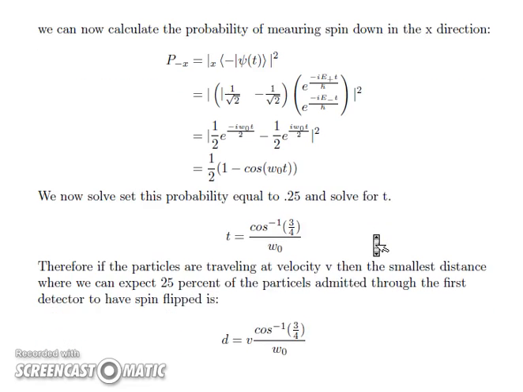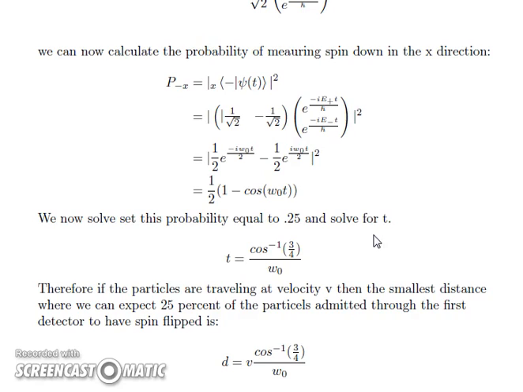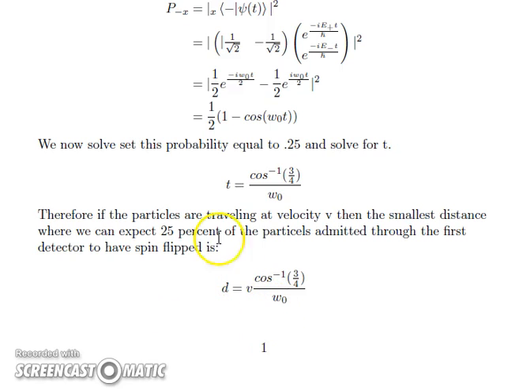And then since our particles are traveling at velocity v, which is given by the problem, the smallest distance that we can expect 25% of the particles emitted through the first detector to have spin flipped is that velocity times the time that we found by setting our probability equal to 25%. So the distance that we need is this, and it depends on v, which is exactly what we'd expect. As v goes up, we're going to need a larger distance for the spins to flip because they will be in the gap for less time.